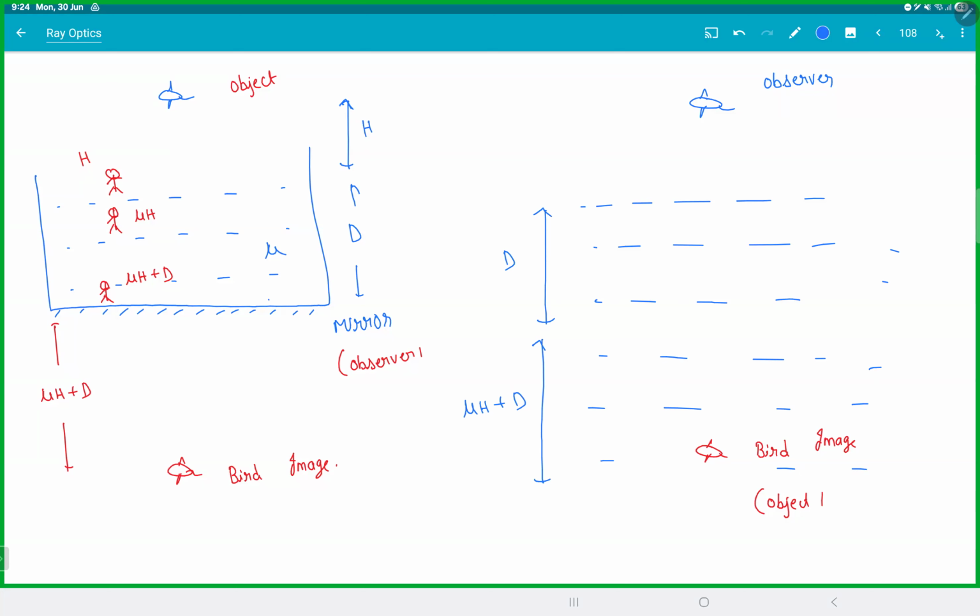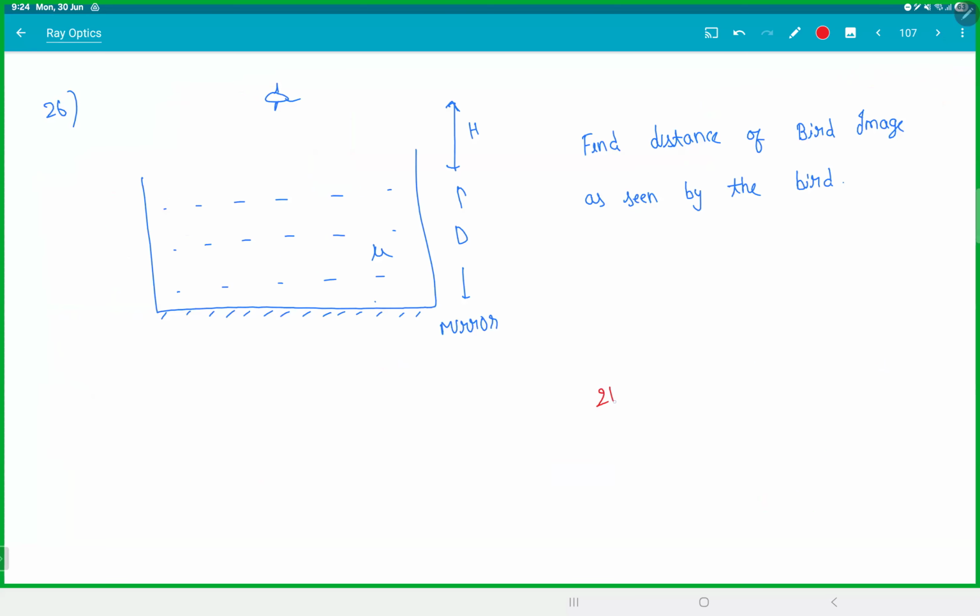The bird's image is inside mu h plus d. So if you ask the bird, boss, what is the depth of the pool? It will think this much. Same story. So if you ask this person, boss, where is the bird's image? He will say it is mu h plus 2d. You take him out of the water, then he will say it is mu h plus 2d by mu, which is h plus 2d by mu. So if you ask the bird, it will add h to this, so it will be 2h plus 2d by mu. Got the answer? So the answer is 2h plus 2d by mu.